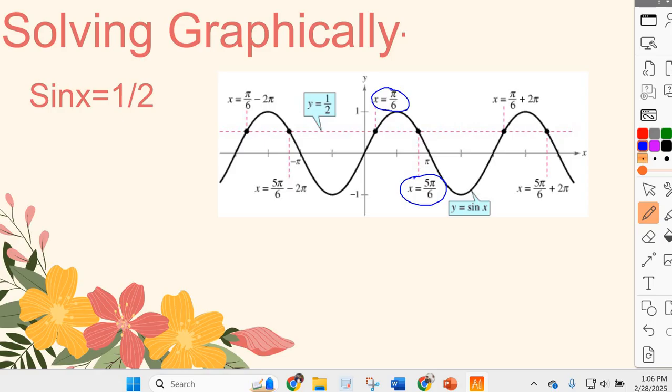So, if we recall back to our unit circle, we can think about where sine equals 1/2. Well, it equals 1/2 at pi over 6 and 5 pi over 6, which we can also see graphically. Is that going to be the only place where sine equals 1/2? Why not? Because the sine graph keeps going, and as it keeps going, it keeps repeating itself.